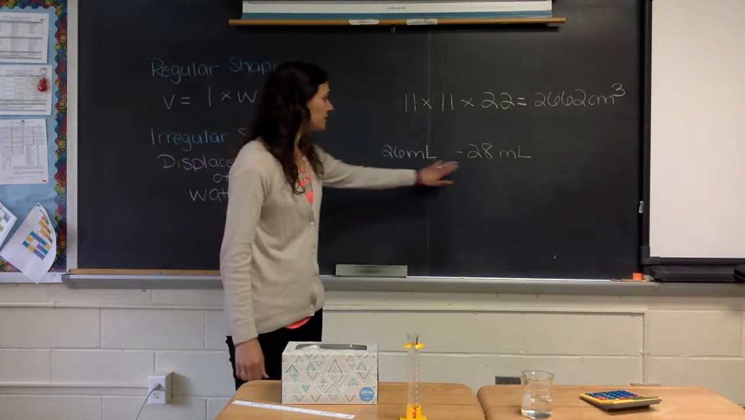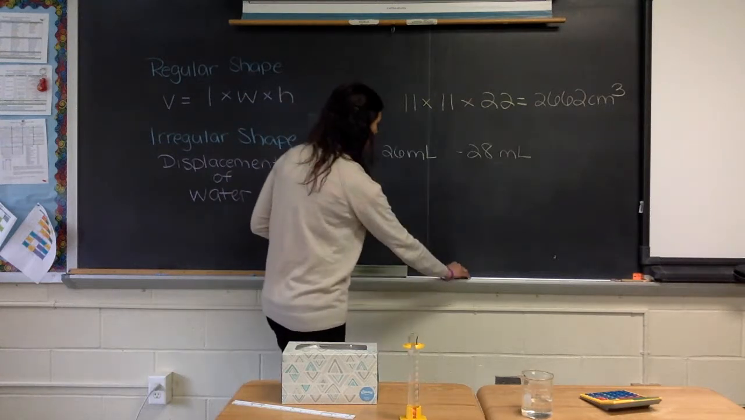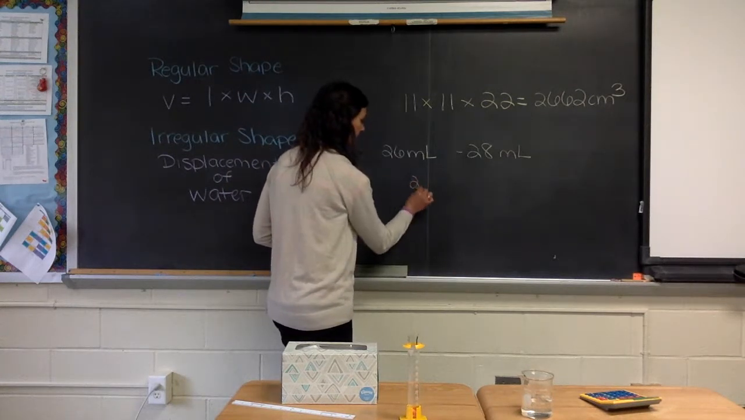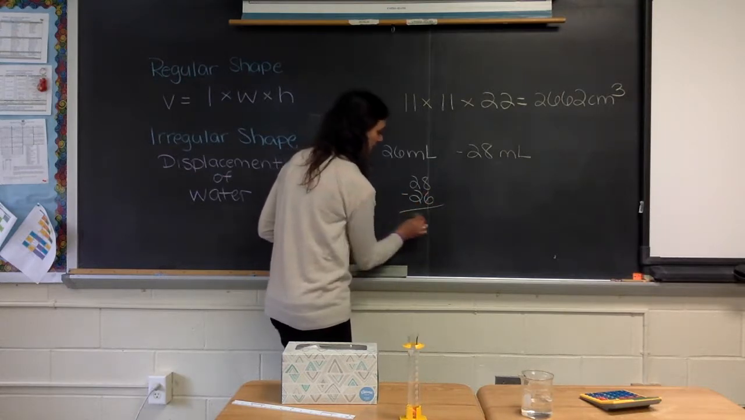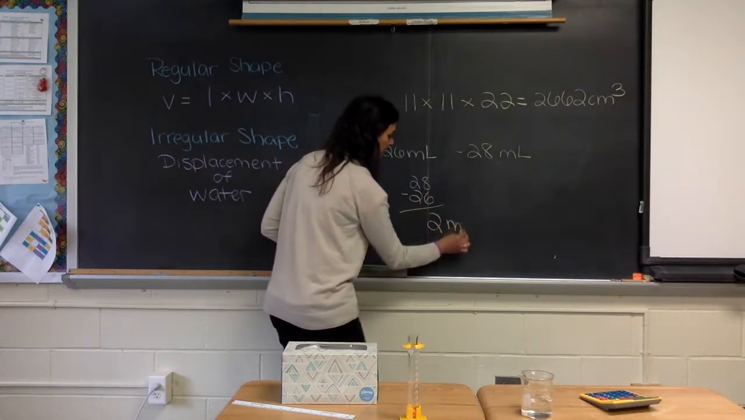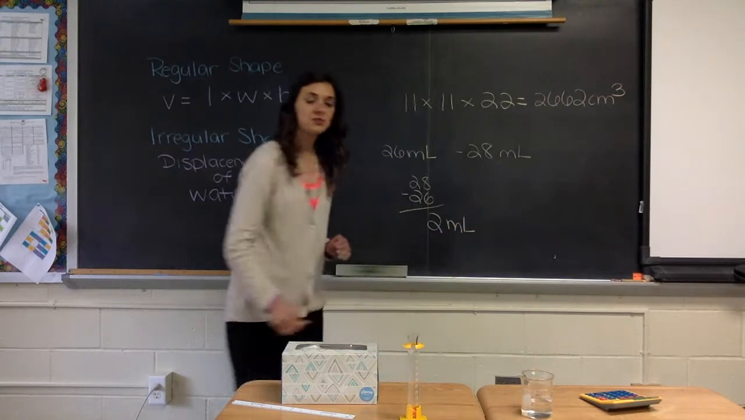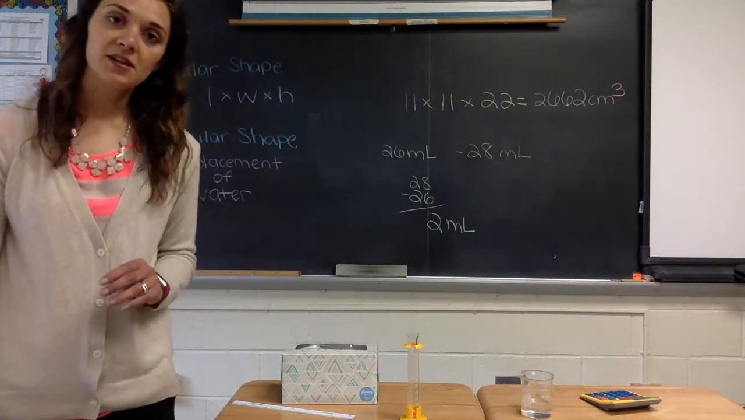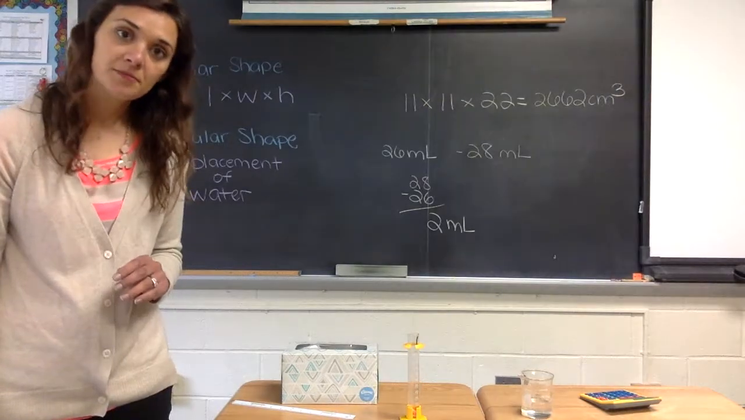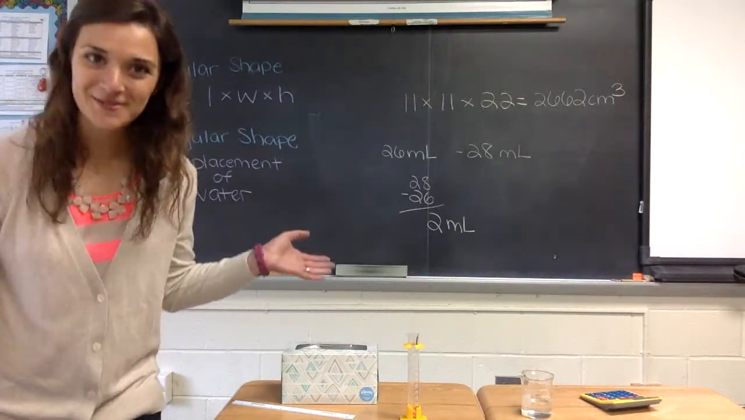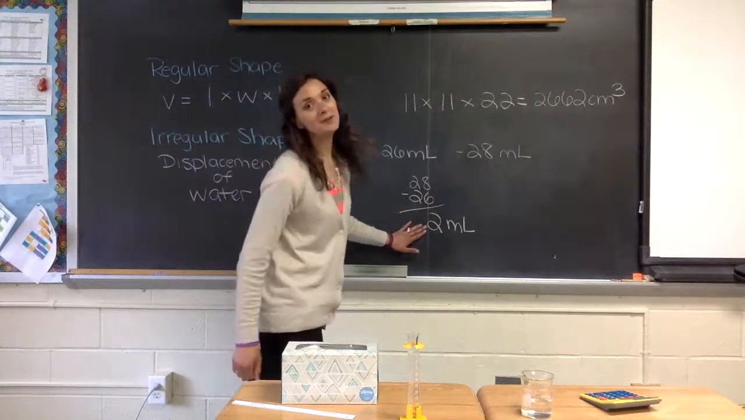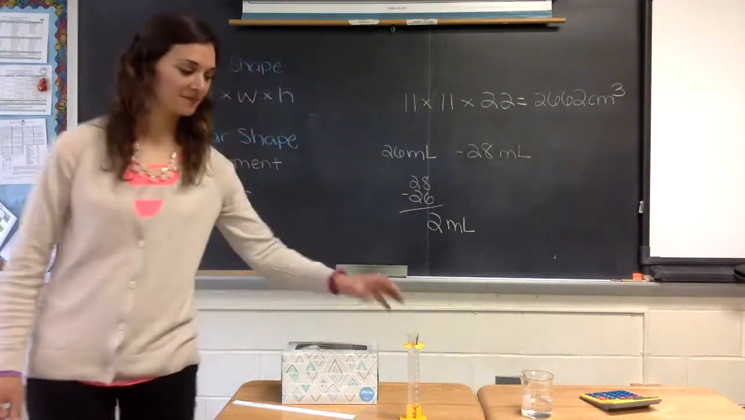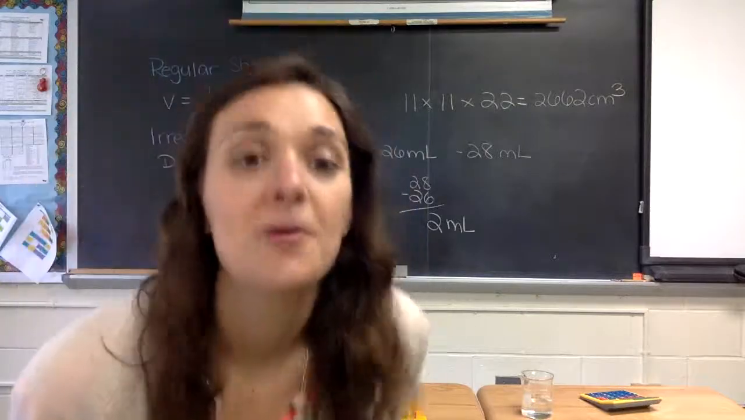So the difference between 28 milliliters and 26 milliliters is 2 milliliters, which means that my object, the eraser, has a volume of 8 milliliters. I'm sorry, of 2 milliliters. Oh man, I can't even read my own board. 2 milliliters. I hope this helped, guys.